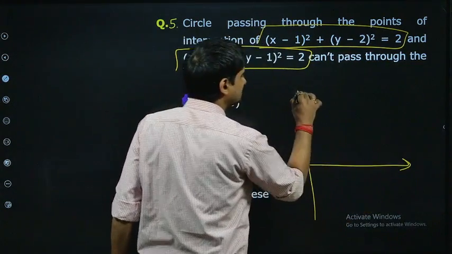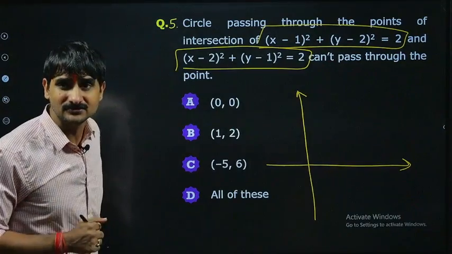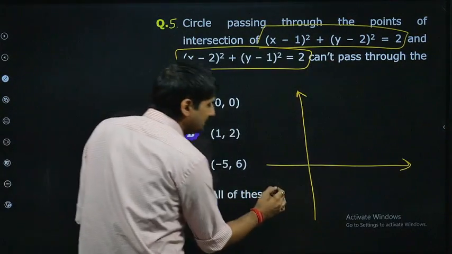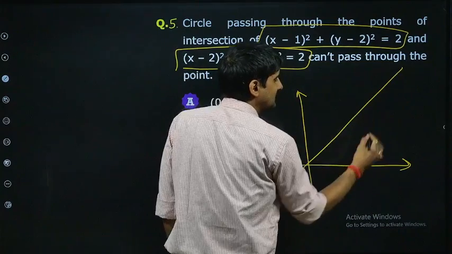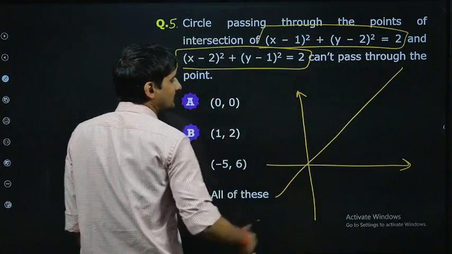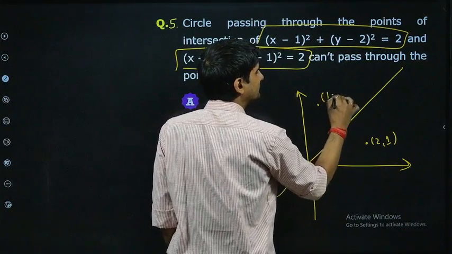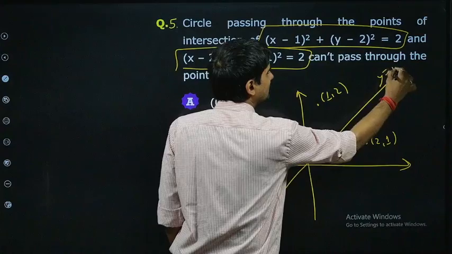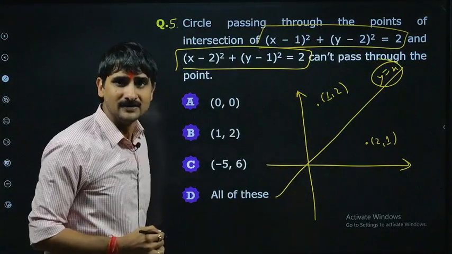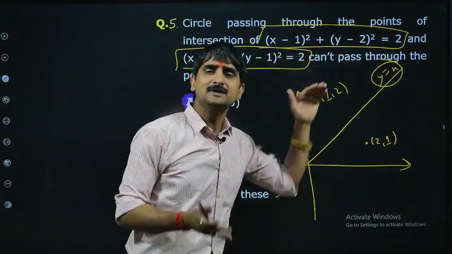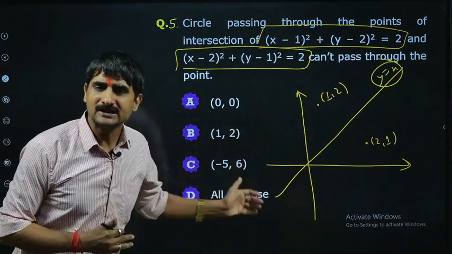Aren't they of the same size? Of course they have the same radius, which is √2, and their centers are mirror images about the point 2, 1. So one is like 2, 1 and the other is like 1, 2. They are mirror images on the line y is equal to x. Yes or no? So that means these two circles are mirror images on this line.